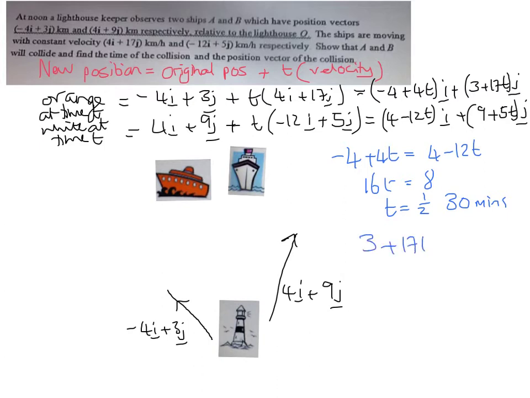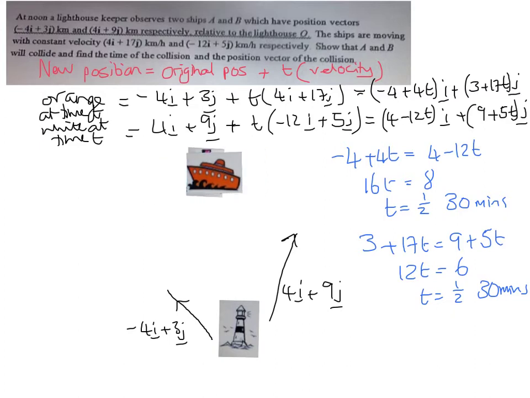3 plus 17t is 9 plus 5t. So 12t equals 6. So again, t is a half. So after 30 minutes, their i coordinates and their j coordinates are the same. That means they're in the same place, and that means they've crashed. Is that what we were trying to do? Show that A and B collide. I have done that. Find the time of the collision.